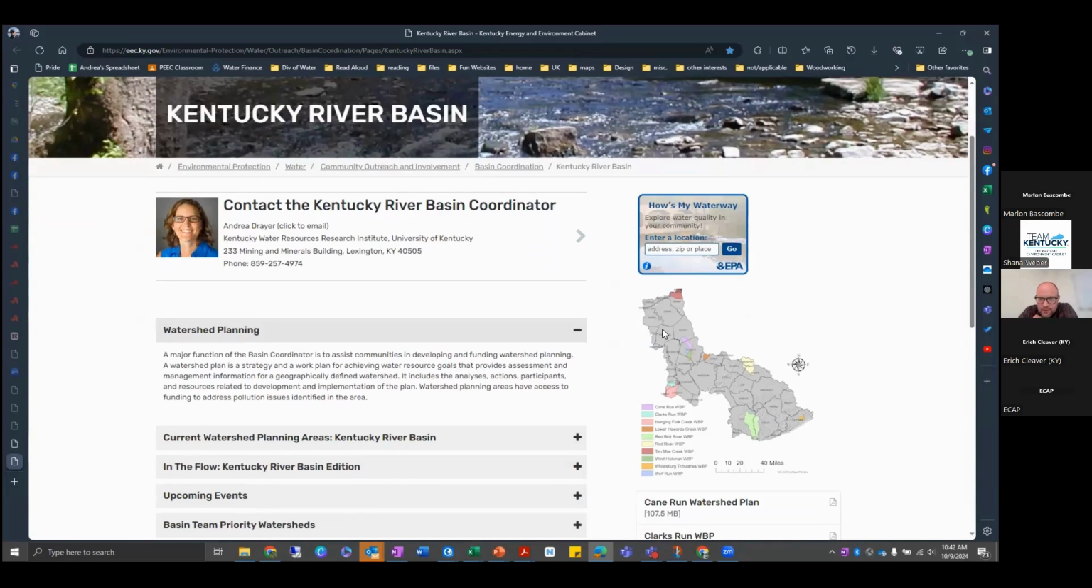And it does not look like Madison County has a watershed plan in place. So I would encourage you to reach out to Andrea and just start a conversation with her, ask her if there are any projects in the area, and see where that conversation goes, because I'm sure she would love to get something going in that area.